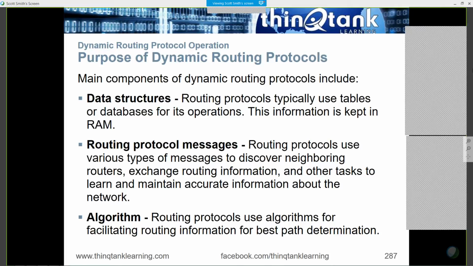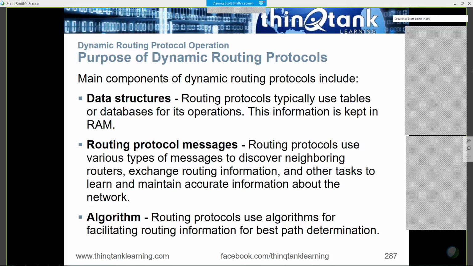There are three data structures that exist with routing protocols. A routing table is one of those data structures. And what goes into the routing table? Routes. Routes, right? Not only just routes, the best routes. Agreed? So the routing table is considered to be a data structure.